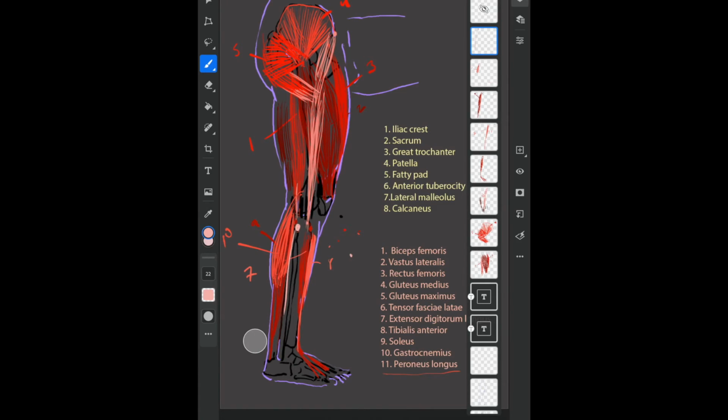Starts here, runs all the way along the length of the fibula, this way. Then turns into a little tendon here, wraps underneath the lateral malleolus, the outside ankle bone, and attaches right about here on the foot. Your Peroneus longus muscle.